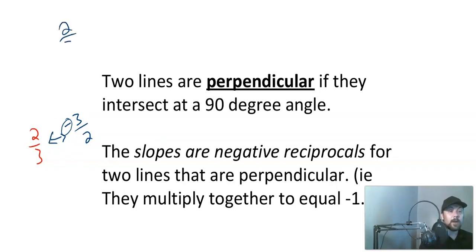And if I multiply these two numbers together, what do you get? The 2's cancel out, the 3's cancel out. You get 1 times -1, which is -1. So that's what makes them perpendicular. Why does that relationship cause them to intersect at a 90-degree angle? That's a little bit harder to explain, so I'm not going to.